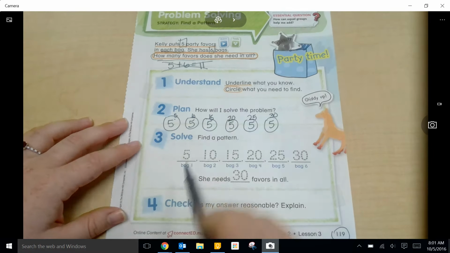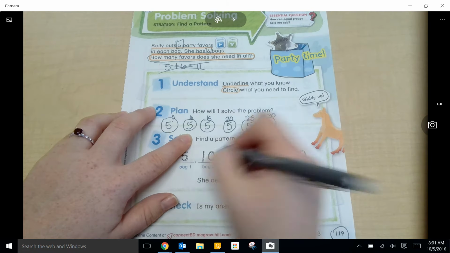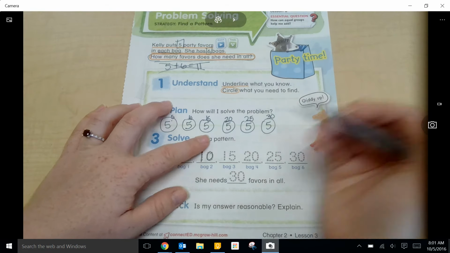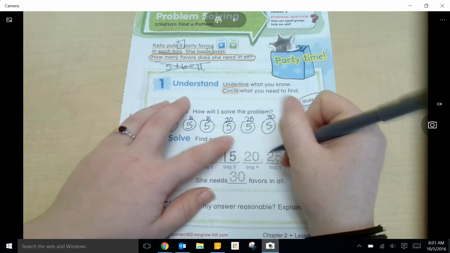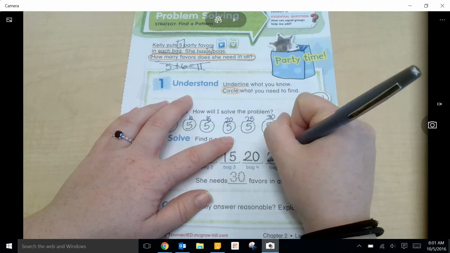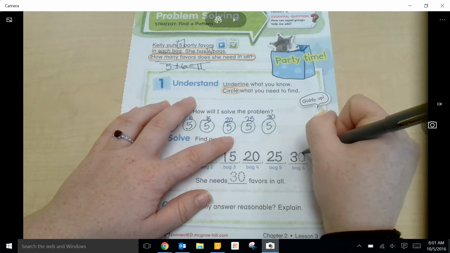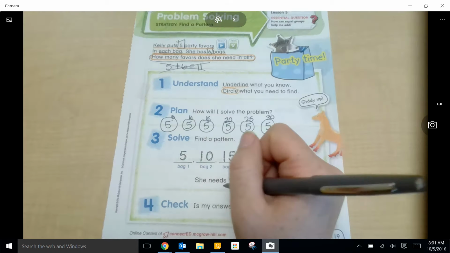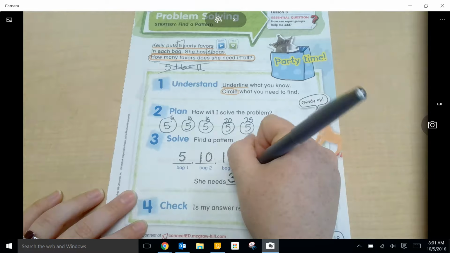So it says bag 1 has 5, bag 2 has 10. It doesn't have 10, it only has 5, but the total number is 10. When we get to bag 3, we now need 15. Bag 4, we now need 20. Bag 5, we need 25 party favors. And our final bag, bag 6, means we need 30 party favors. So she needs 30 party favors in all.